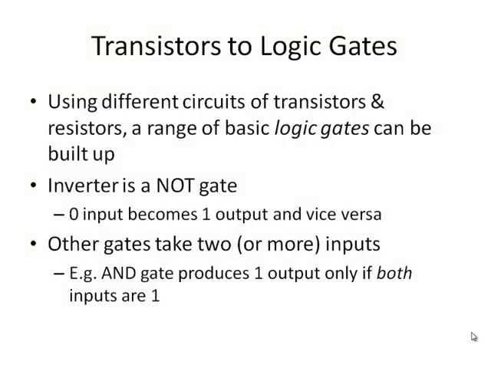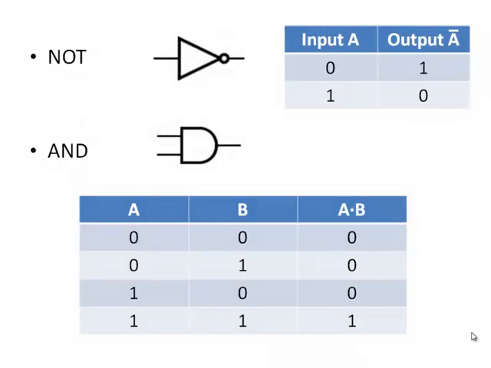By using different circuits of transistors and resistors, a range of basic logic gates can be built up. So our inverter, as we've already seen, is a NOT gate. 0 in becomes 1 out, and vice versa. Most other gates take 2 or more inputs. For example, AND will produce a 1 at the output if both inputs are a 1. So let's see some more of these logic gates just now.